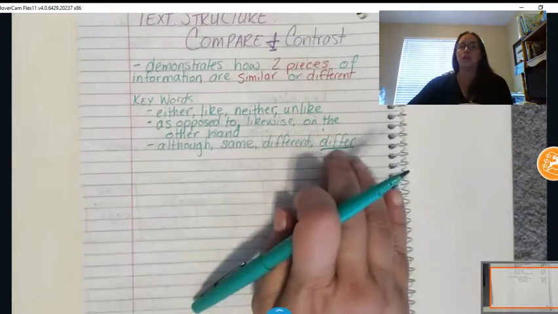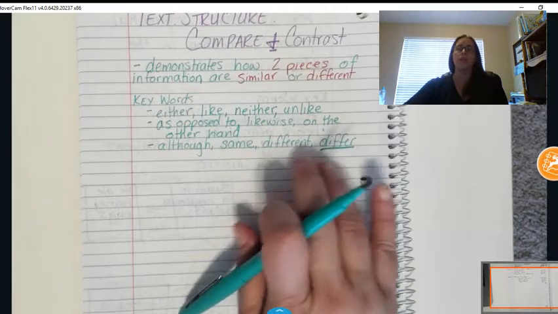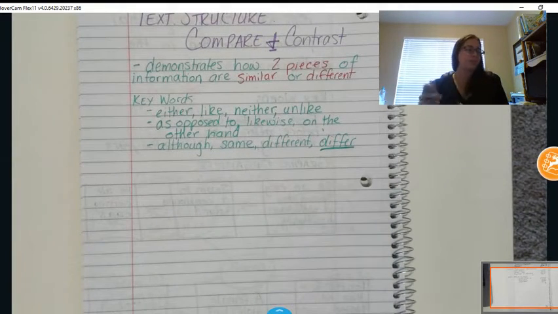So don't let this confuse you. Don't let this fool you. If they use differ, what they're meaning is different. How are they different from each other?